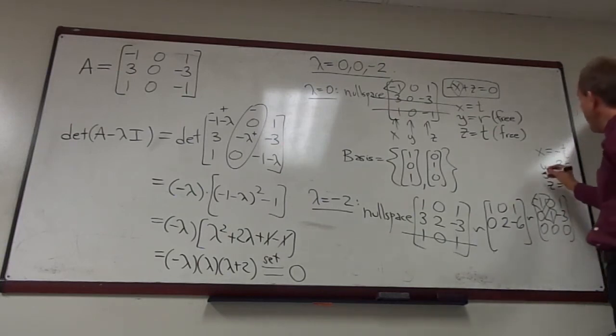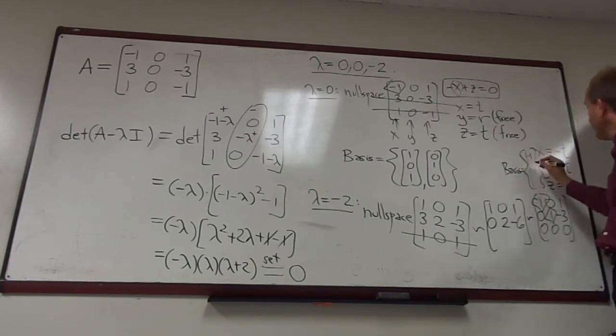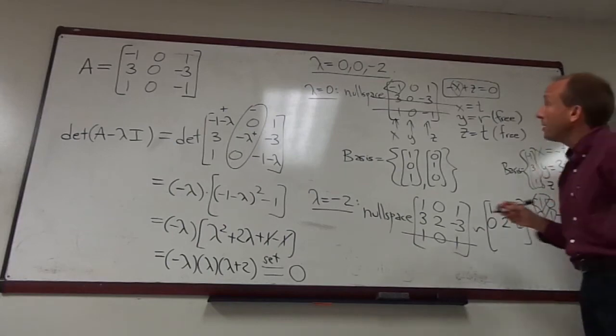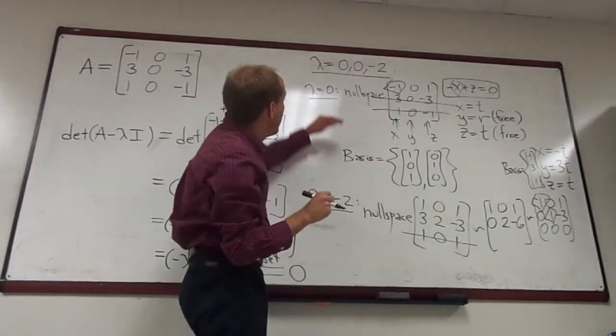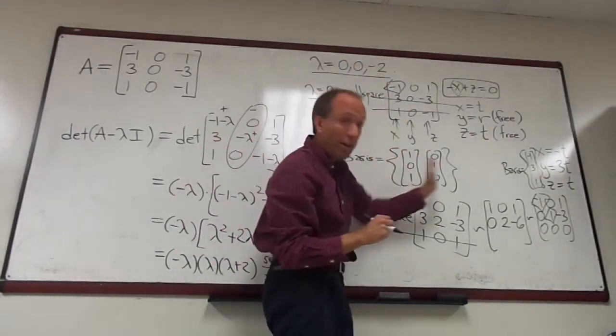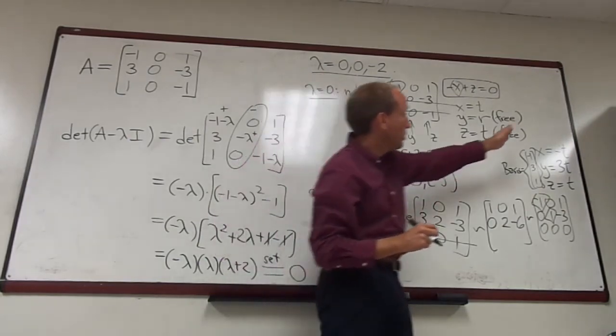All right, and so when I bust out the t, I'm going to get my basis here. It's a little bit skinny, but I can fit it in here. Negative 1, 3, and 1. Okay, so look what happened. We got lambda of 0, 0, and negative 2. The 0 eigenvalue gave us 2 vectors, and the negative 2 eigenvalue gave us 1 vector.